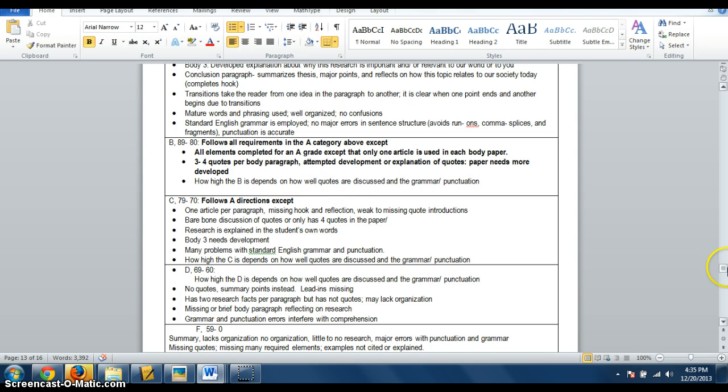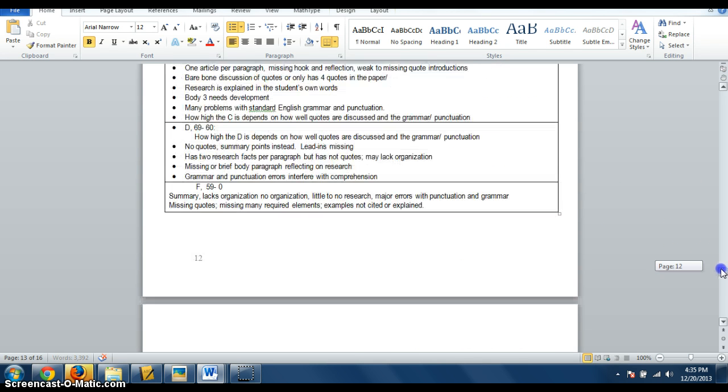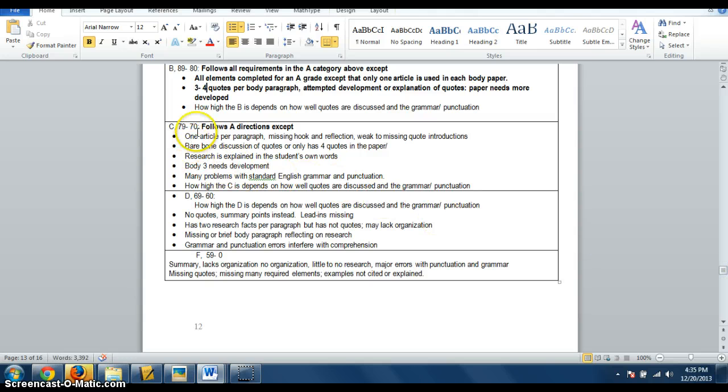Okay, so B basically lacks a little bit of development. C, I think. See how it goes. It says you just dropped down to like a freshman level paper. There's only 1 article in the paragraph. So for B and A, you have to have 2 articles per paragraph. You might be missing a hook or reflection. It's bare bone discussion, and you know what? It only has 3 quotes in the paper. So body 3 needs development. Researchers explain in the students' own words. Many problems with standard English grammar and punctuation. How high C depends on grammar and punctuation.